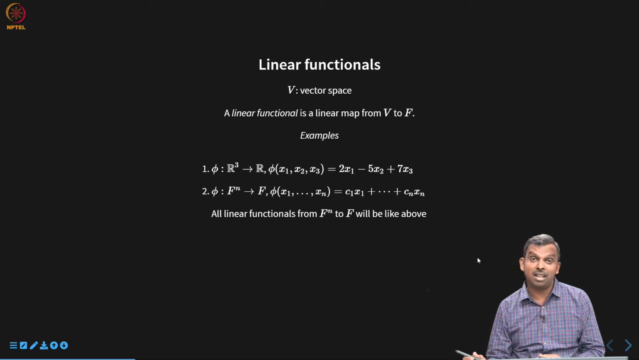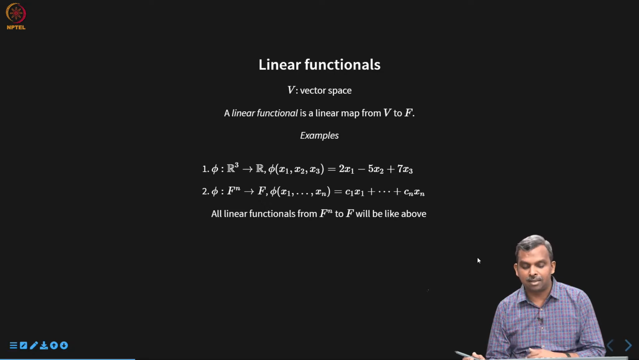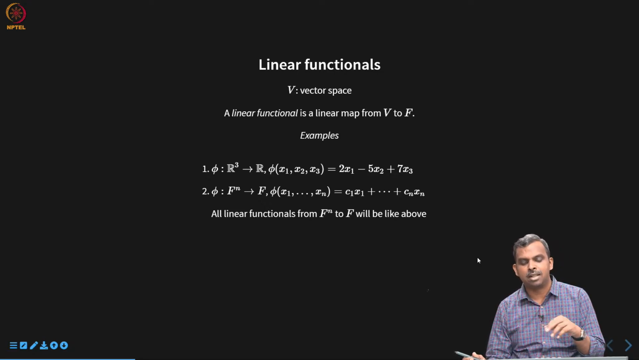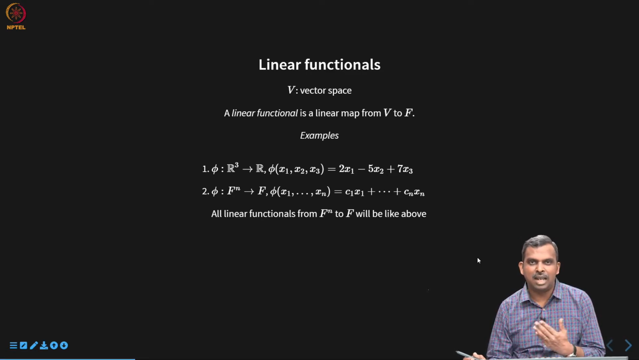In general, if you go from Fn to F, any linear map would be like c1x1 to cnxn, and it's very easy to see. Linear maps correspond to matrices. The matrix of a linear functional is going to be a 1 by n matrix, right? So if you go from Fn to F, the matrix is a 1 by n matrix. So clearly, the map itself is represented by something like this. All linear functionals will be in this form. It's quite easy to see.